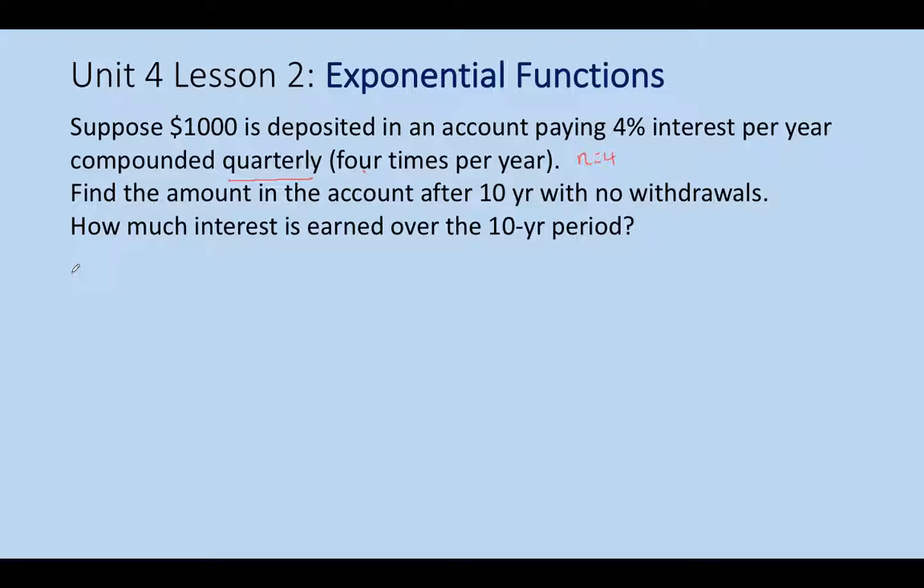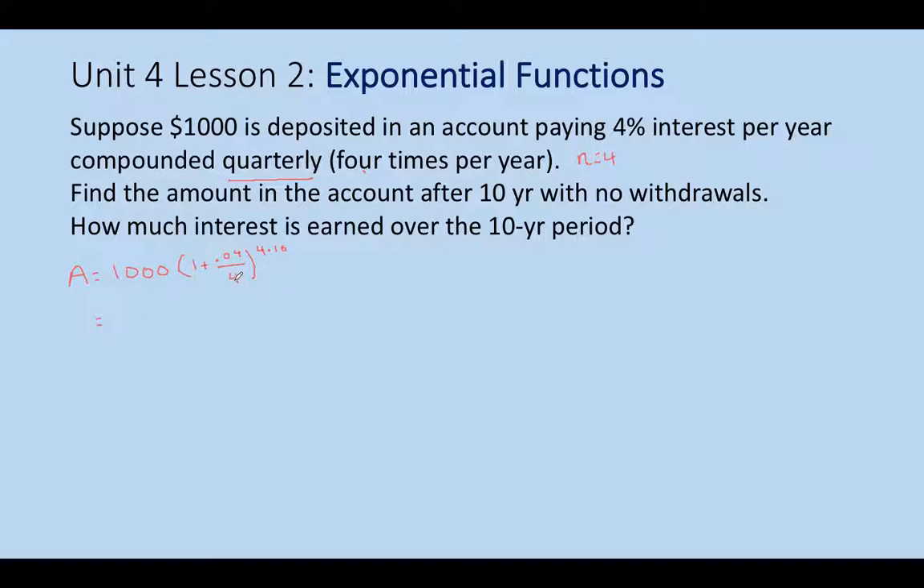So here's our formula. We got A equals the principal, the original amount, $1,000, times 1 plus the rate. Well, the rate is 4%, so 0.04, divided by the number of times I compound it or pay it out, which would be 4 here. And then I take that to the 4 times t, which is 10, so 10 years. All right, well, let's figure all this out.